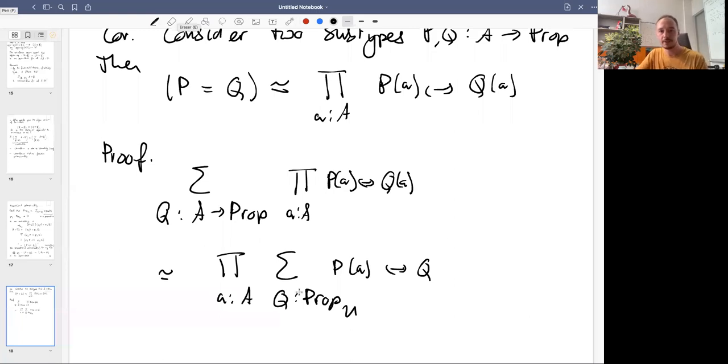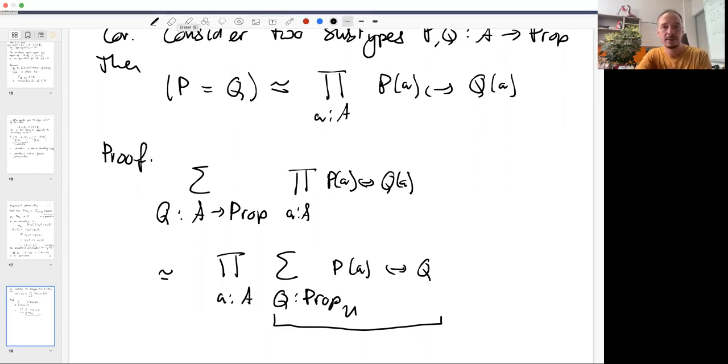such that P of A holds if and only if Q holds. And now we observe that by the previous theorem, propositional extensionality, this type here is contractible. So this becomes a product of contractible types, which is by weak function extensionality contractible. So that means that this total space here is contractible. And then by the fundamental theorem, we conclude that a type of identifications of two subtypes is equivalent to this type. Okay.